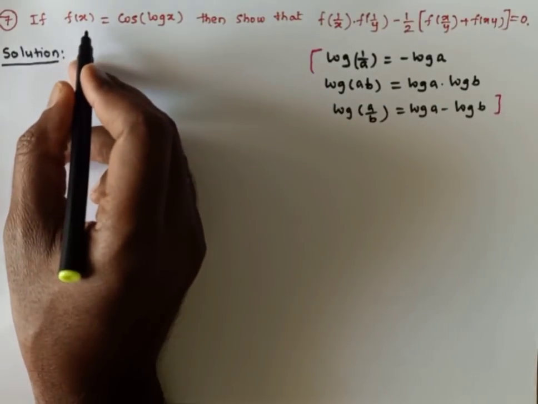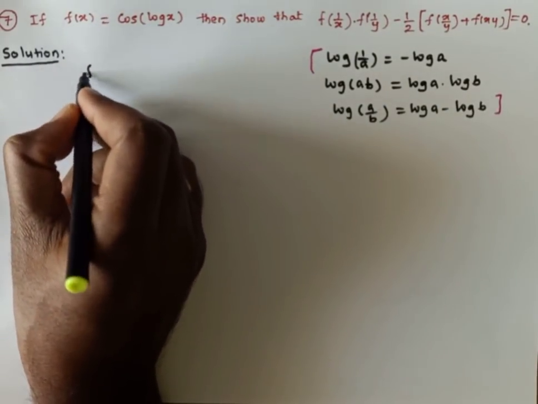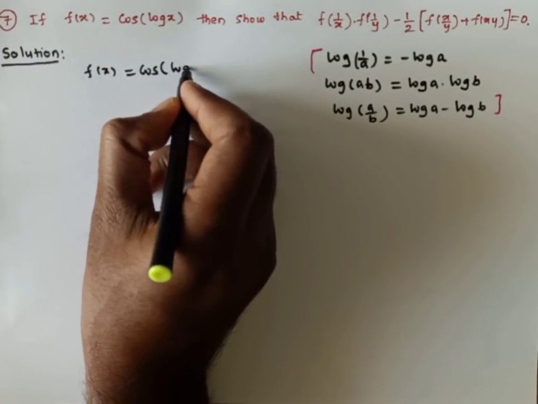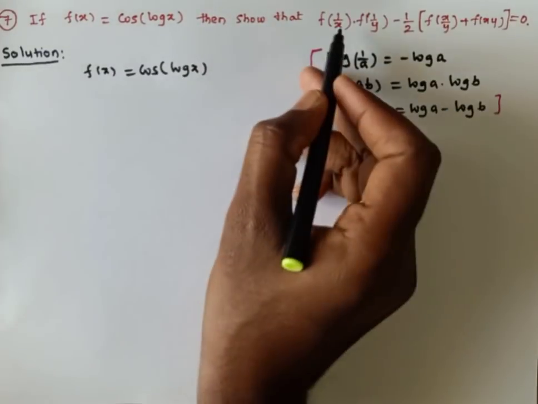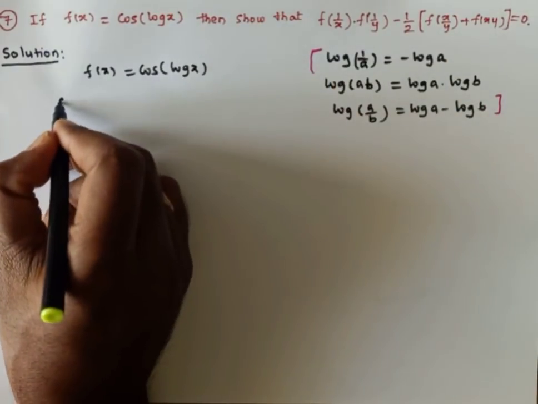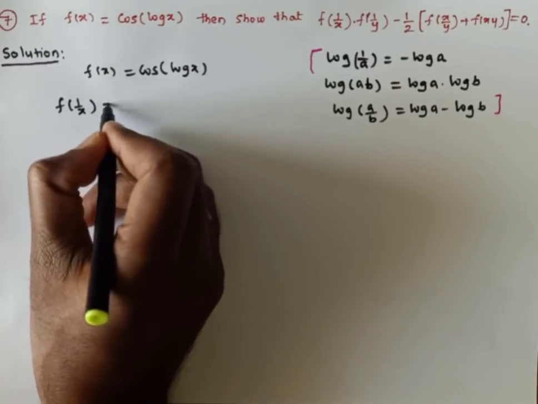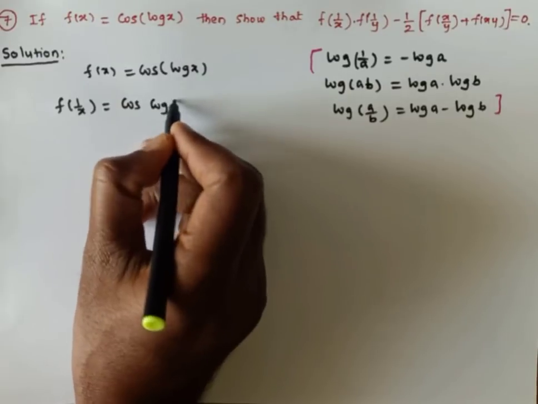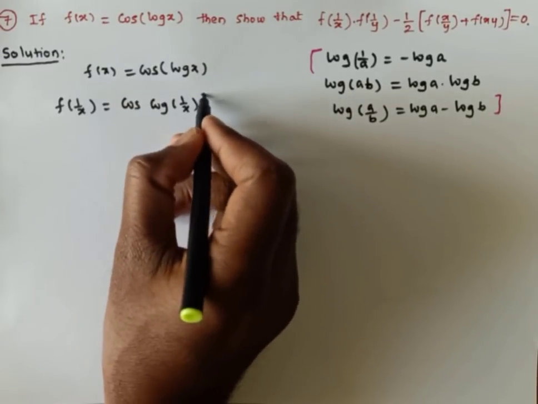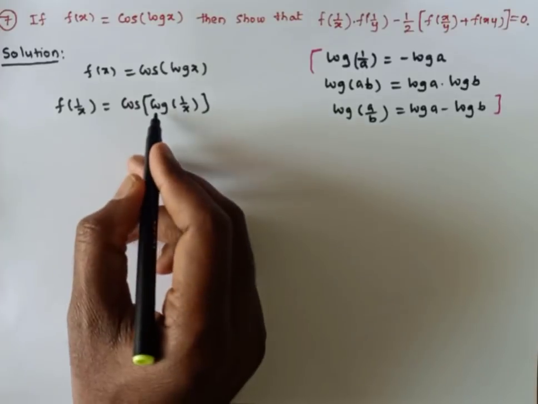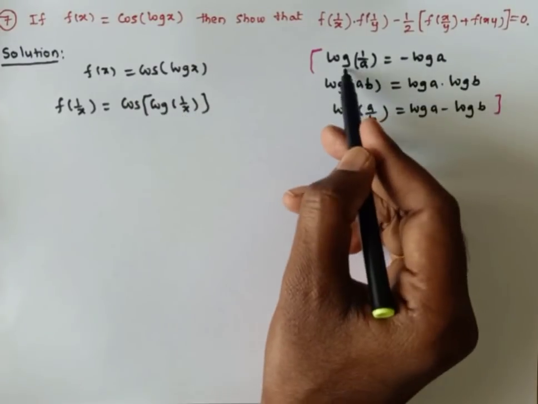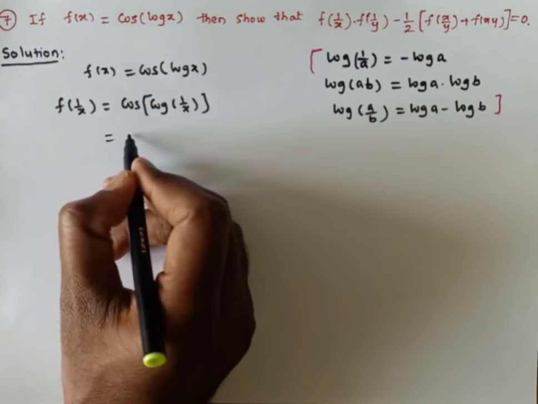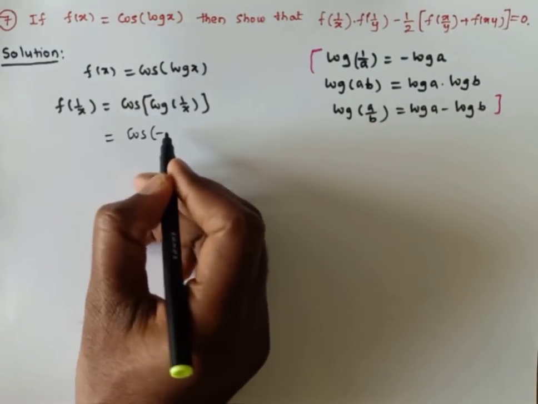Now, first of all, f of x is given. What is given? f of x is equal to cos of log x. Here you need to find f of 1 by x and f of 1 by y first. So f of 1 by x is nothing but cos of log of 1 by x. Now cos of log of 1 by x is in the form of log of 1 by a. Log of 1 by a is minus log a. So here we can write it as cos of minus log x.